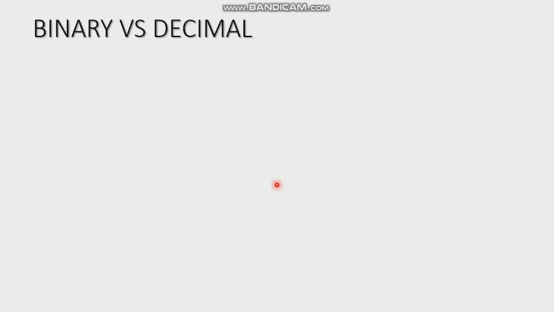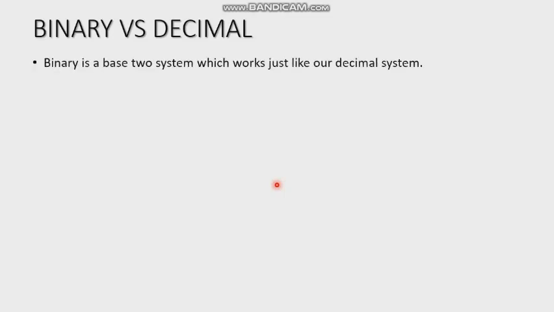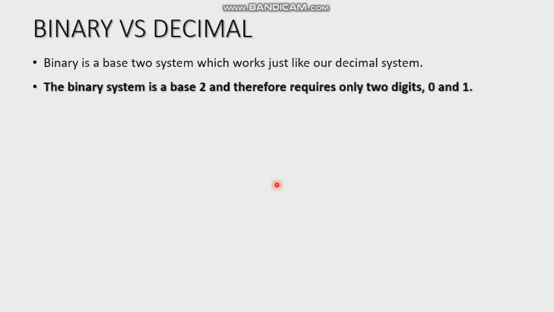Okay, so why do you think it reads it in only ones and zeros? This is because computers cannot read alphabetical functions, and it only defines whatever it needs to define in ones and zeros. Oh, okay, very good. So binary is a base 2 system which works just like our decimal system. The binary system is a base 2 system, so therefore it only requires zeros and ones.